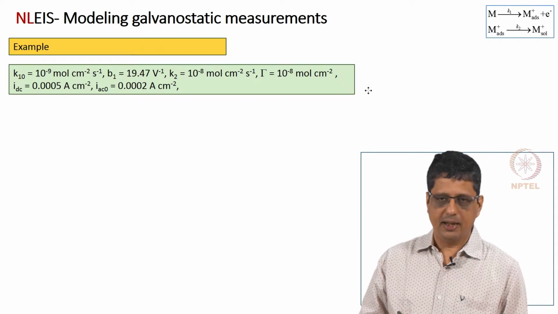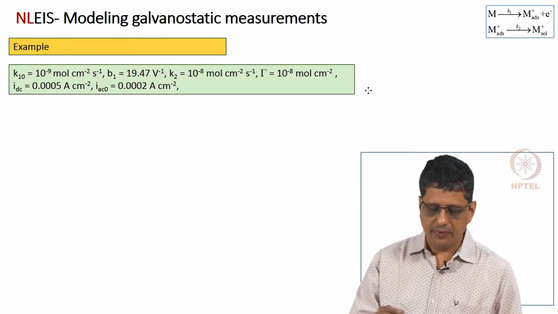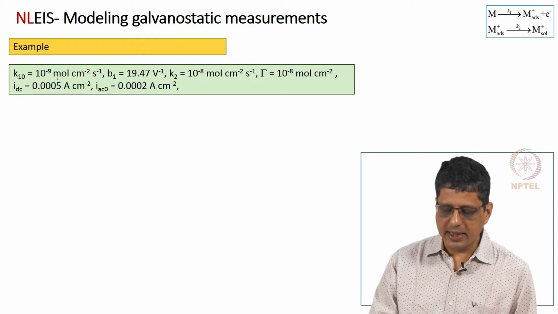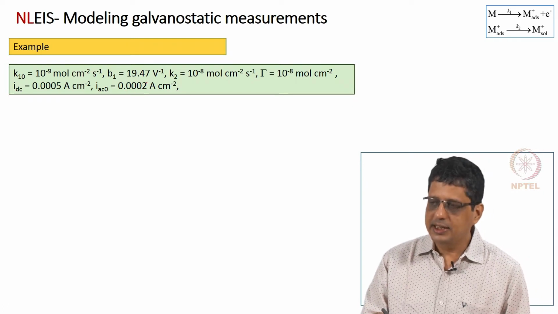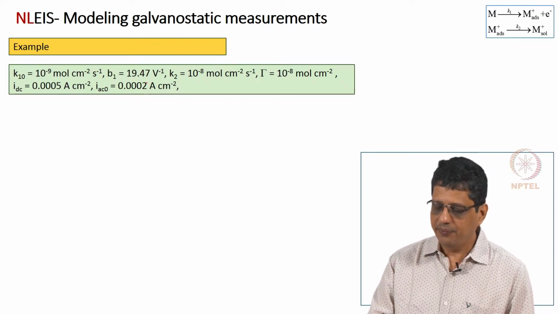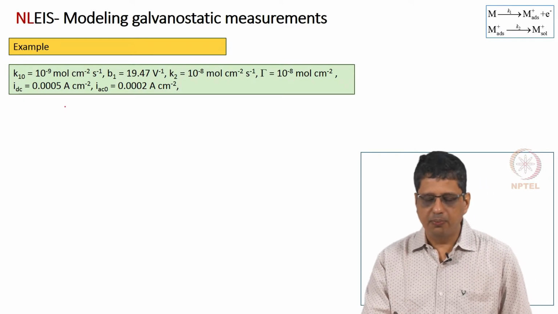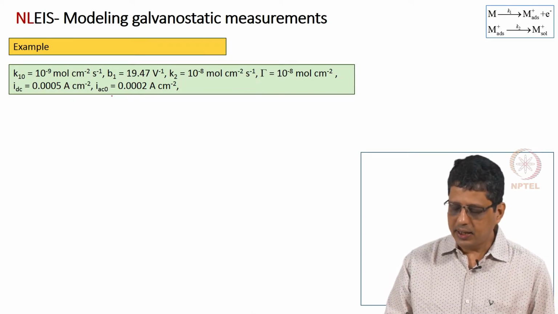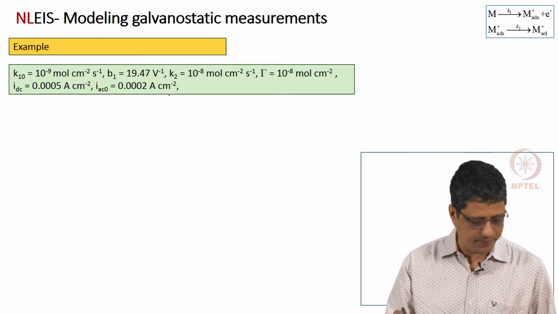So, I want to show you an example. We will take this 2-step reaction with a single adsorbed intermediate. We have the kinetic parameters like this: K10 is 10 power minus 9 moles per centimeter square per second. The exponent B1 is 19.47 volt inverse, and that is essentially saying alpha equal to 0.5. K2 is likewise given here and the gamma value is given. We take a DC current of half milliamps per centimeter square and an AC current with an amplitude of 0.2 milliamp per centimeter square.